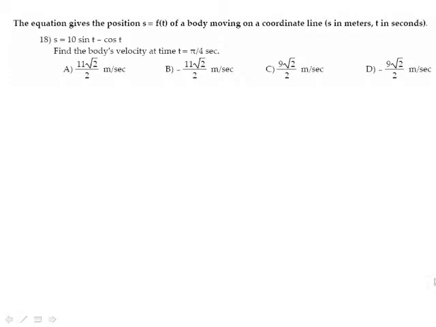Problem 18, you have the position of a body moving along a coordinate line, and you want to find the body's velocity at time t equals pi over 4 seconds. S prime, which is equal to the velocity, is equal to 10 cosine of t plus sine of t. Notice the derivative of cosine of t is minus sine, so we get 10 cosine of t plus sine of t.